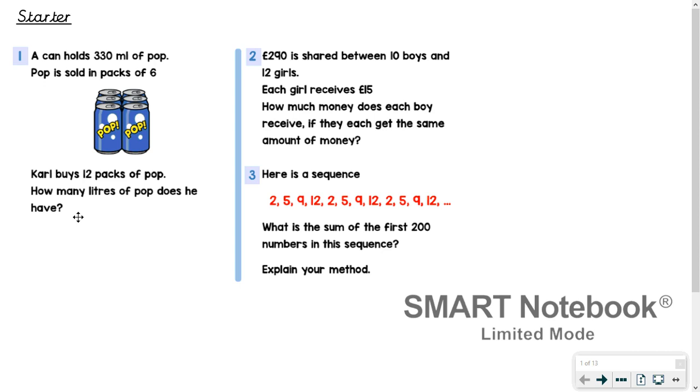What I'd like you to do is have a go at these wherever you're doing your workings, your home learning book, or if you're doing your working somewhere else, just to get yourself warmed up. So pause, have a go, and then come back and we'll go through the answers, please.